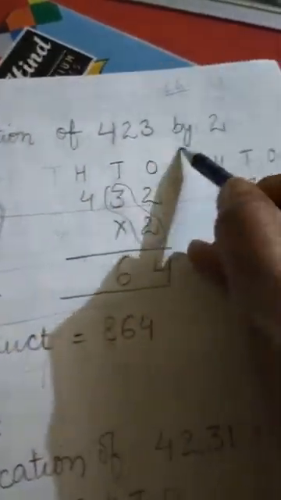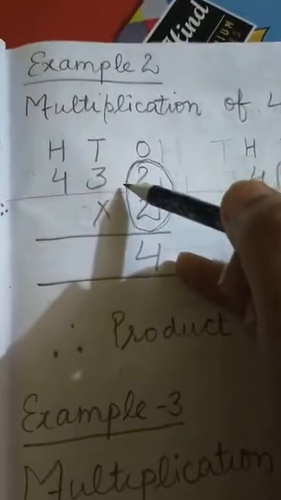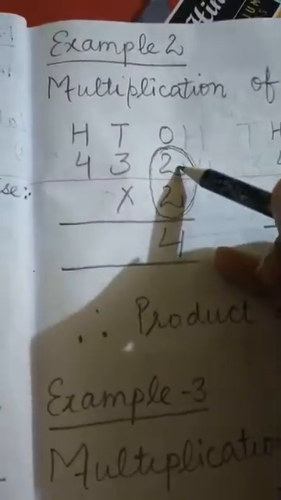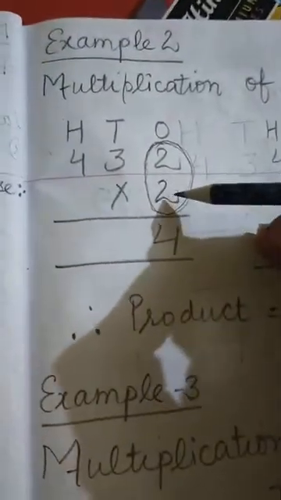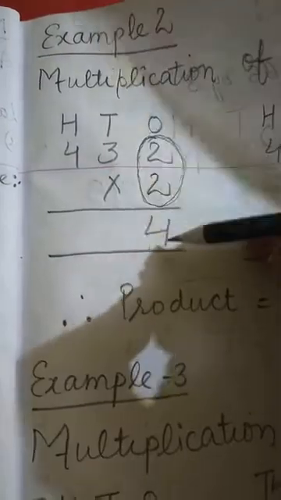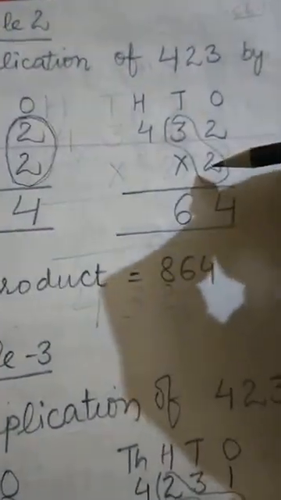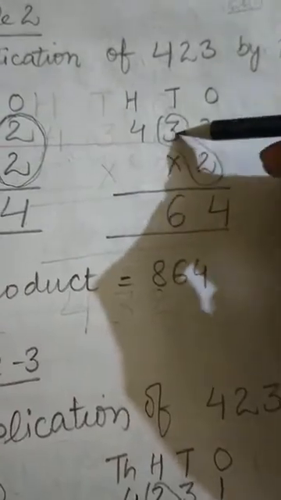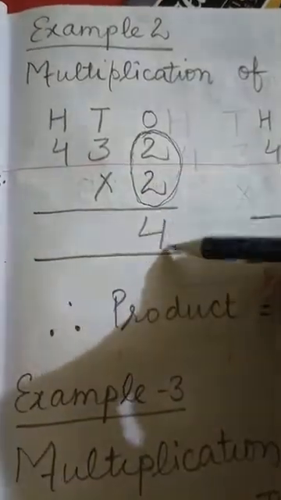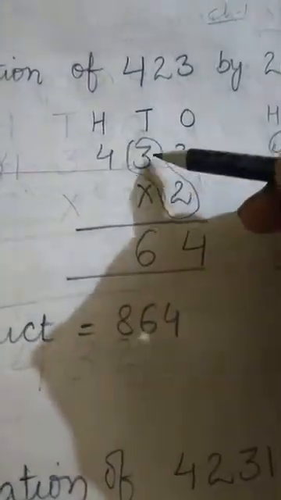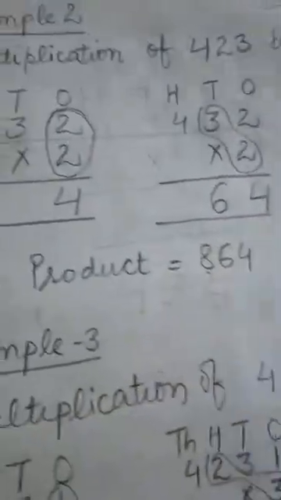Relating to this, see one more example. Multiplication of 432 by 2. Firstly we will write the digits according to the places, 432, multiplied by 2. Firstly we will multiply the ones place: 2 2s are 4. Secondly we will multiply the tens digit: 2 3s are 6. Then on the third place is the hundreds. 2 4s are 8. So we got the product 864.